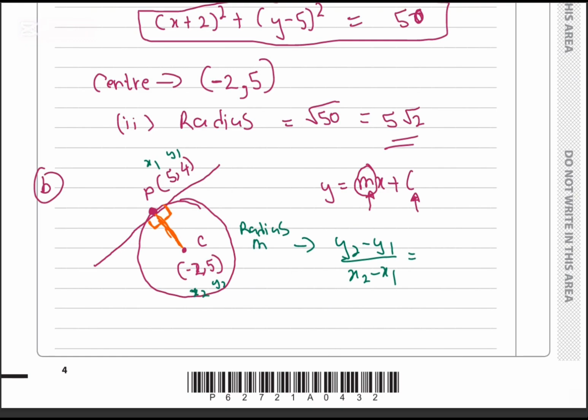So now my y2 is 5 minus 4 over x2, which is minus 2, minus x1, which is minus 5. This gives me an answer of 1 over minus 7, or minus 1 over 7. This minus 1 over 7 is the gradient of my radius line.